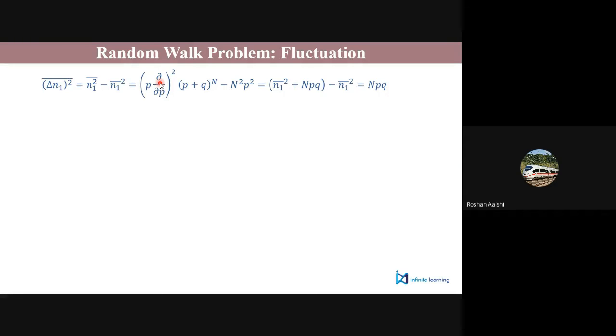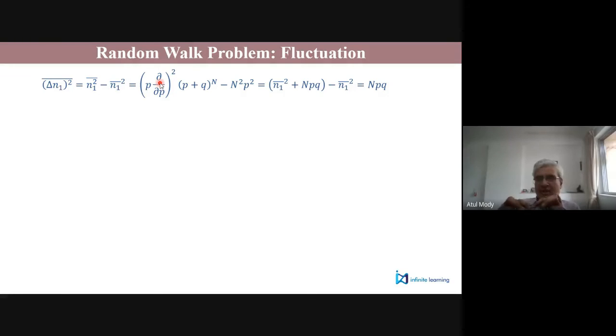Yes, sir. If I take n1 square, good, I'm glad. If I have n1 square, it can be considered the average value of n1 square. So n1 square times p raised to n1 can be thought of as p times dou by dou p applied twice. Now you see, this is different from p square times second derivative. Every time you take differentiation, you multiply by p. Then the second time you take differentiation and then multiply by p. The order is not commutative.